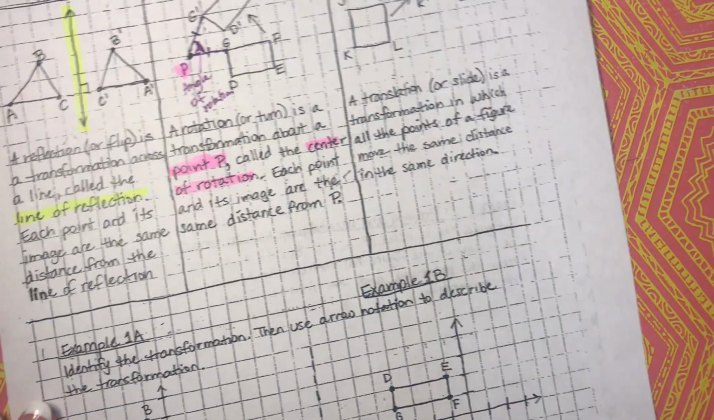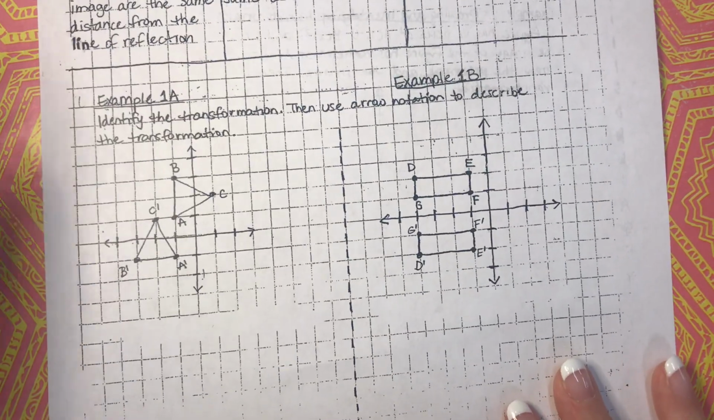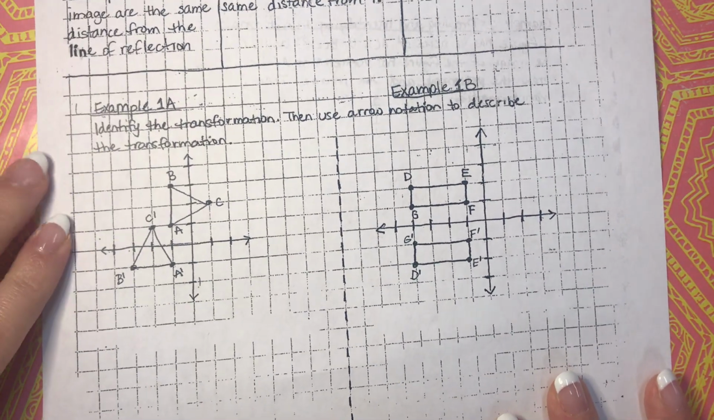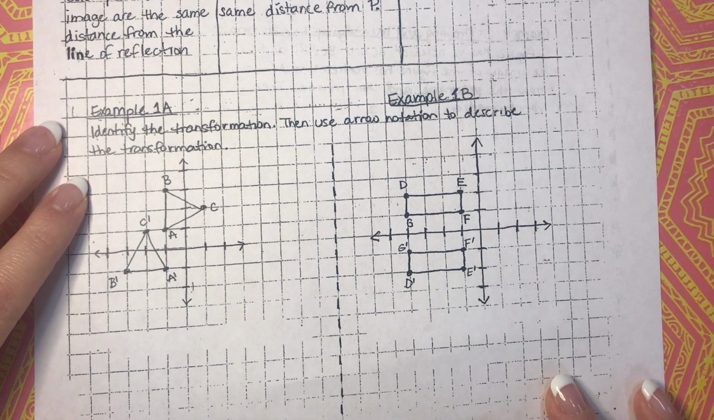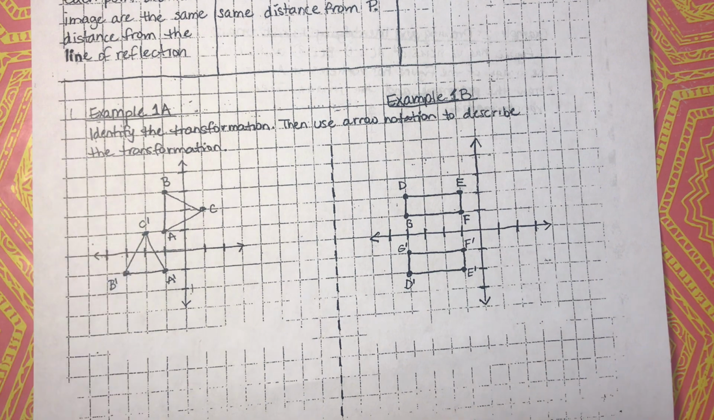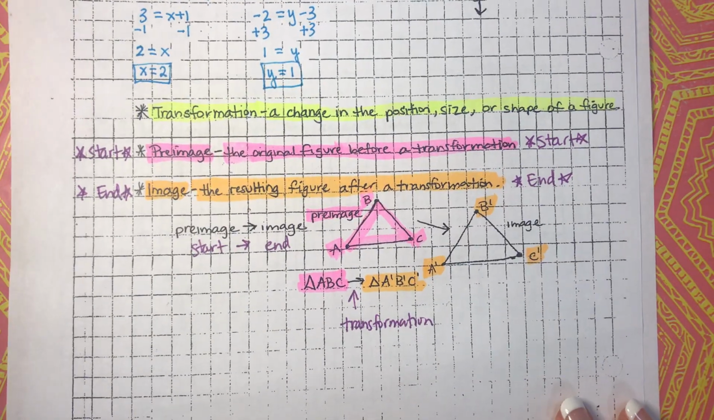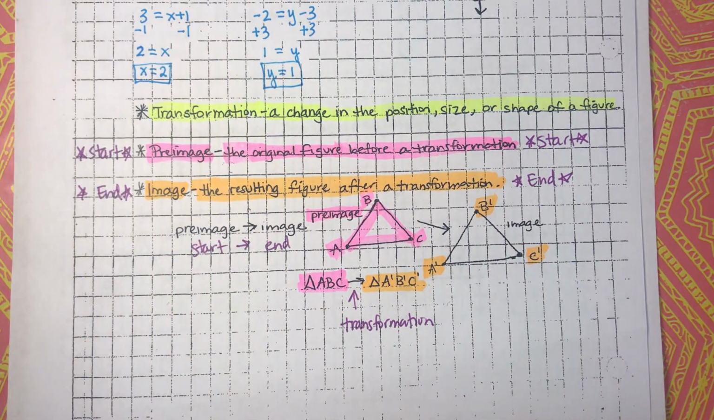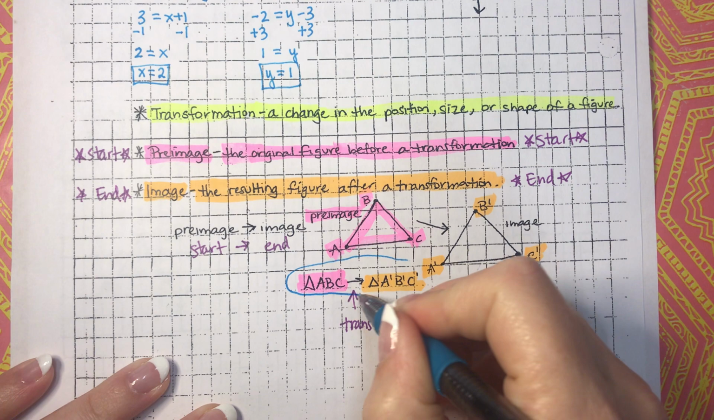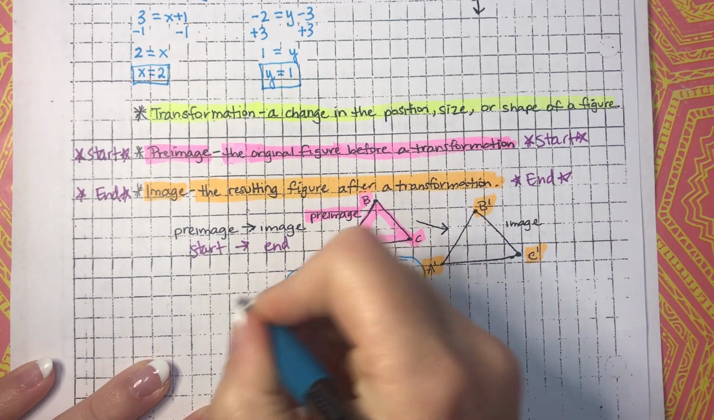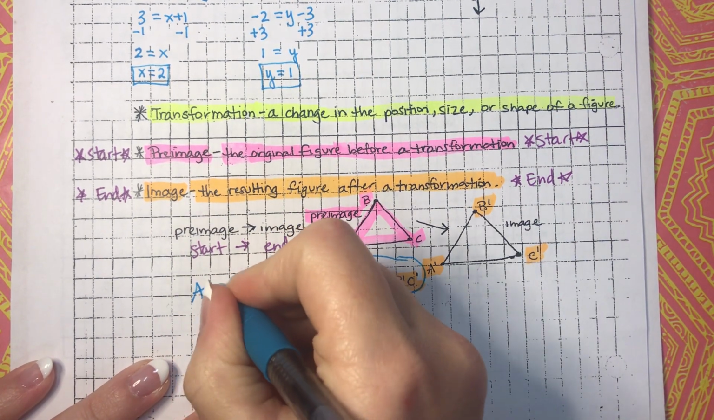Perfect. Okay, let's go ahead and look at some problems and what they look like. Problem 1A says identify the transformation, then use arrow notation to describe the transformation. I want to go back to our previous page. When it says use arrow notation, this right here, go ahead to your notes and circle this. This right here is called arrow notation.